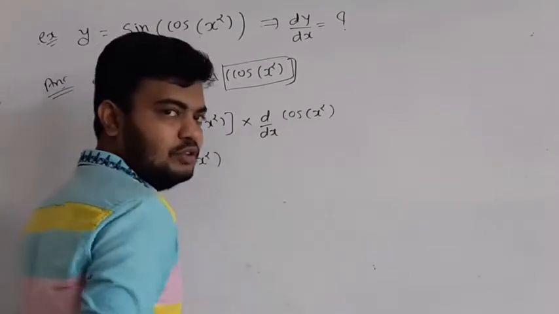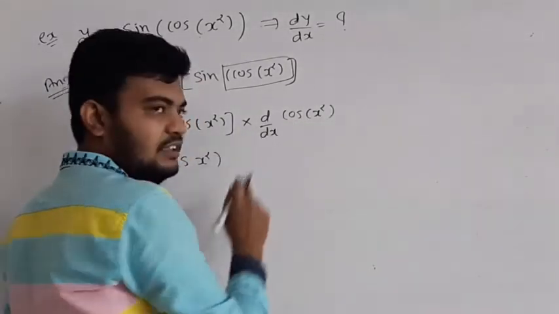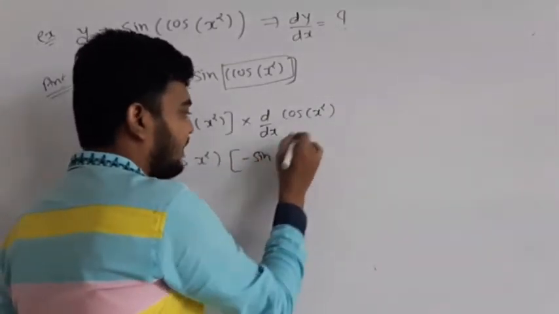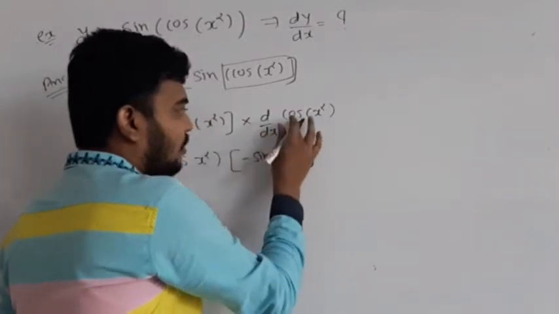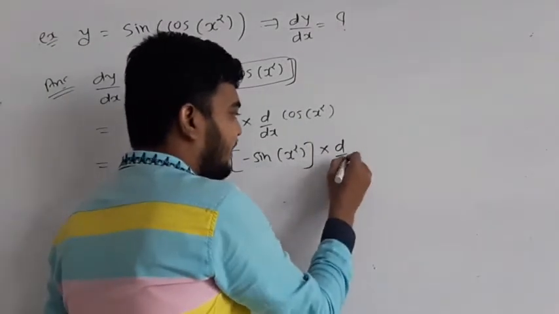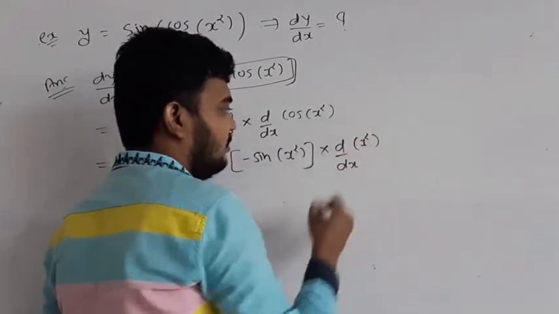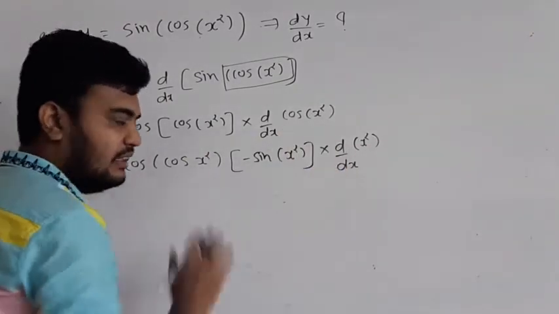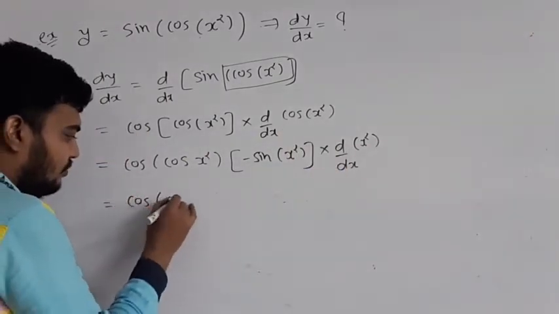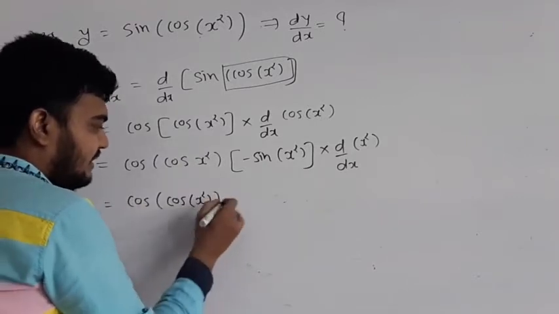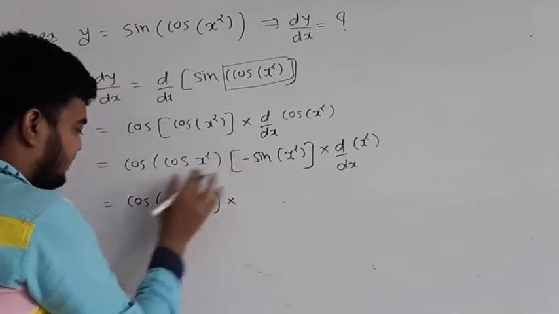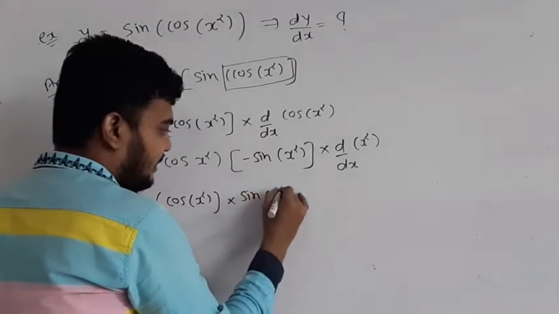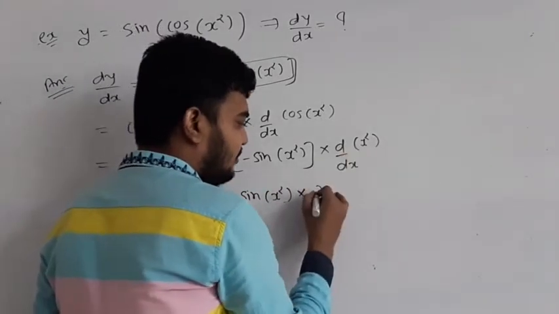Now d by dx of cos of x square. The outermost function is cos, so the derivative of cos becomes minus sine. So minus sine theta as it is. Now the derivative of cos is completed, so the remaining derivative is x square, so d by dx of x square remains. Apply a multiply sign between all derivatives. So cos of x square as it is, into a minus sign, sine of x square, times d by dx of x square, which is 2x.